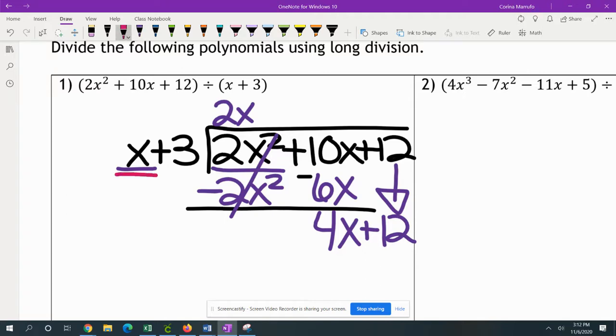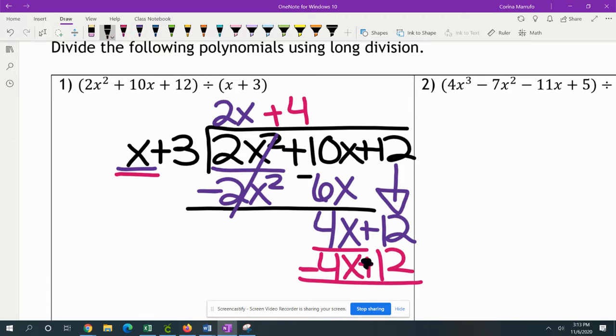So here we have an x, and we need to get a 4x. So x times what gives you 4x? Well, x times 4, a positive 4, gives you 4x. So once you write that 4 there, you go ahead and take the 4 and multiply it. 4 times x is 4x. 4 times 3 is a positive 12. And then we go in and subtract. So here, we subtract this 4x, but not only do we subtract the 4x, we also have to subtract the 12. So instead of this being a plus, this is going to turn into a minus.